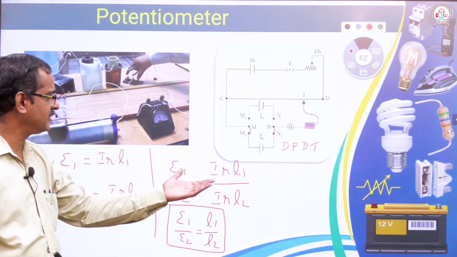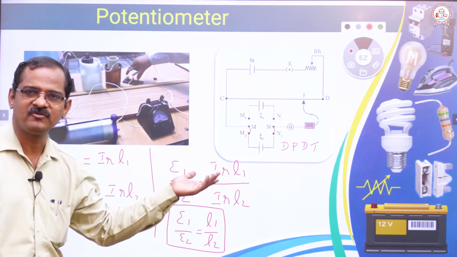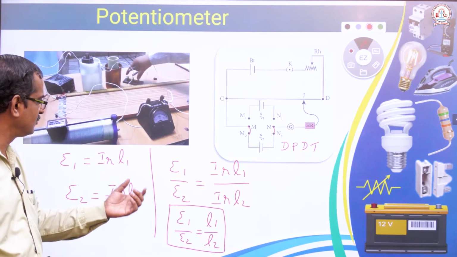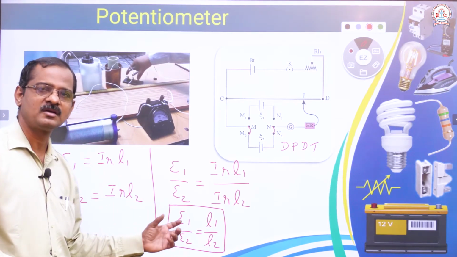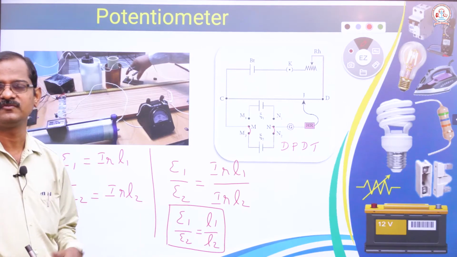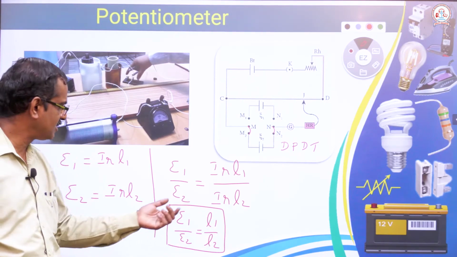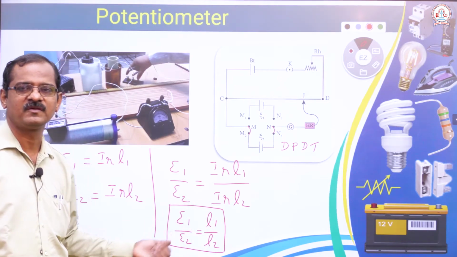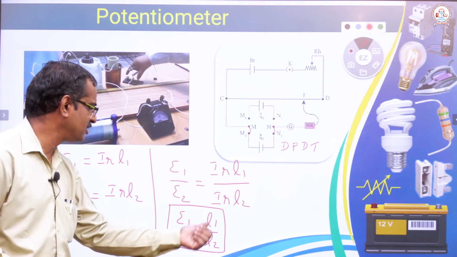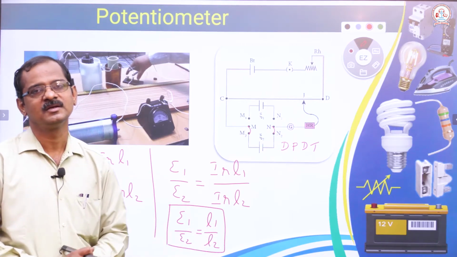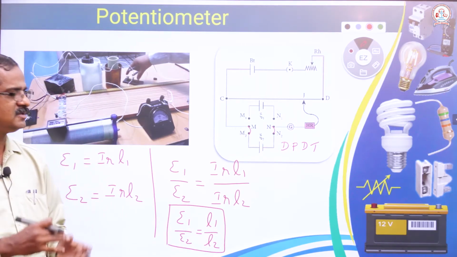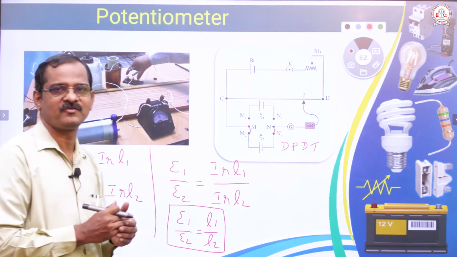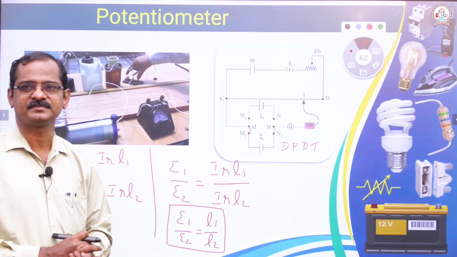Actually, we are calculating the ratio of the EMF of two cells, or in case you are given the EMF of one battery, we can calculate the EMF of the other battery also. For that also we can use epsilon 1 by epsilon 2 is equal to L1 by L2. We are calculating the ratio of the EMF of the two cells, and it has no unit because it's a ratio. So this is how the potentiometer is used to compare the EMF of the given cells.